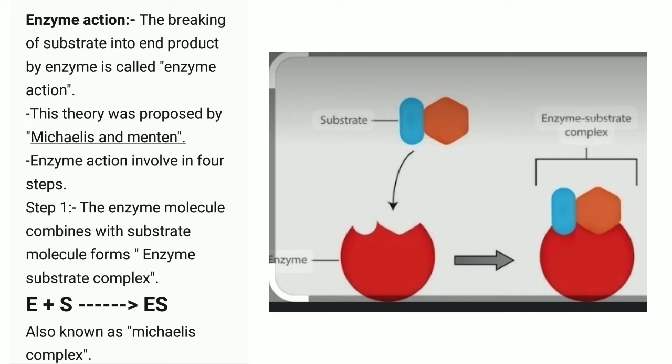Enzyme action involves 4 steps. Step 1. The enzyme molecule combines with substrate molecules and forms enzyme substrate complex. E plus S forms ES. E is the enzyme molecule, S is the substrate molecule, and ES is the enzyme substrate complex. It is also known as Michaelis complex.